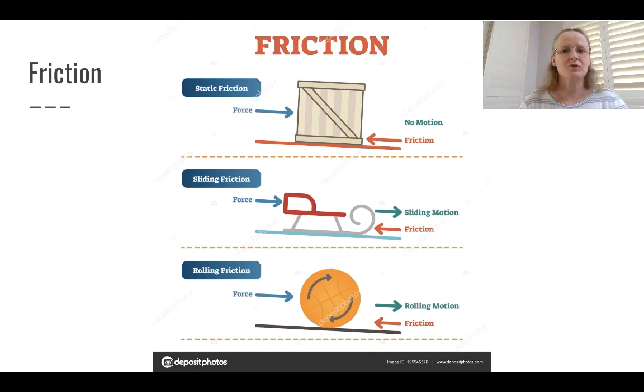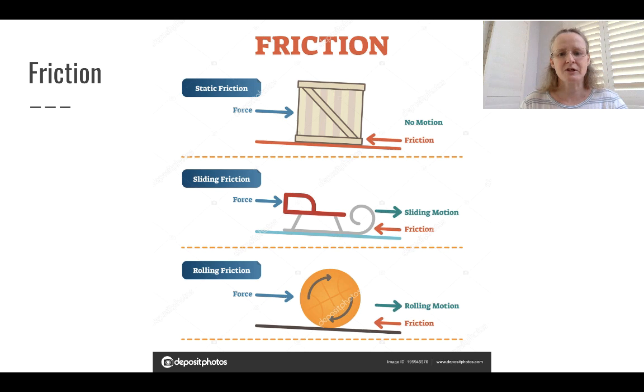In these pictures, we've got some images of different types of friction. So in the top picture, we're showing static friction. A box is positioned on a slope, so gravity is trying to move the box down the slope, but friction is opposing the movement and pushing in the opposite direction, and overall there is no motion.